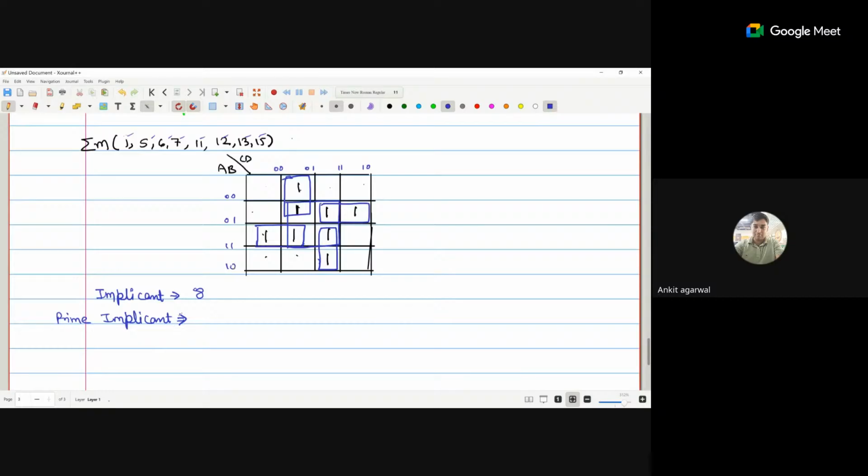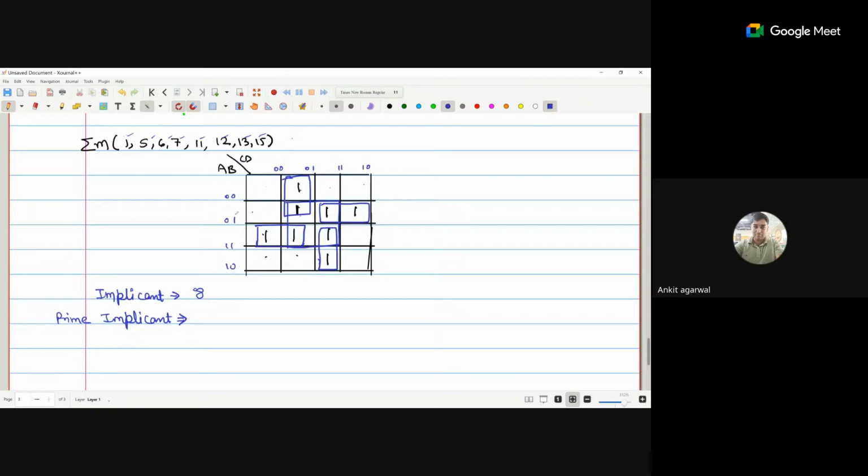So basically, what is a prime implicant? How minimally we can make groups to cover all the min terms. That is the prime implicant. So we require 5 groups. Yes, we create 5 groups basically in that one. So the implicant count is 5.